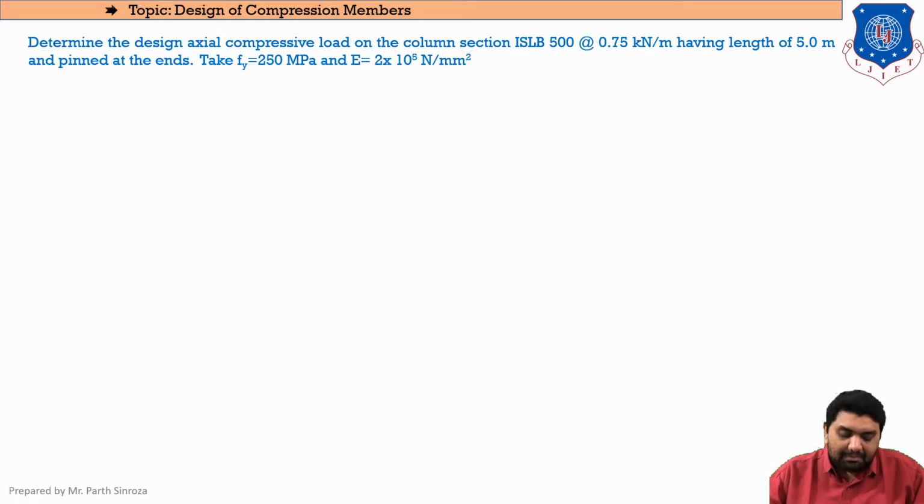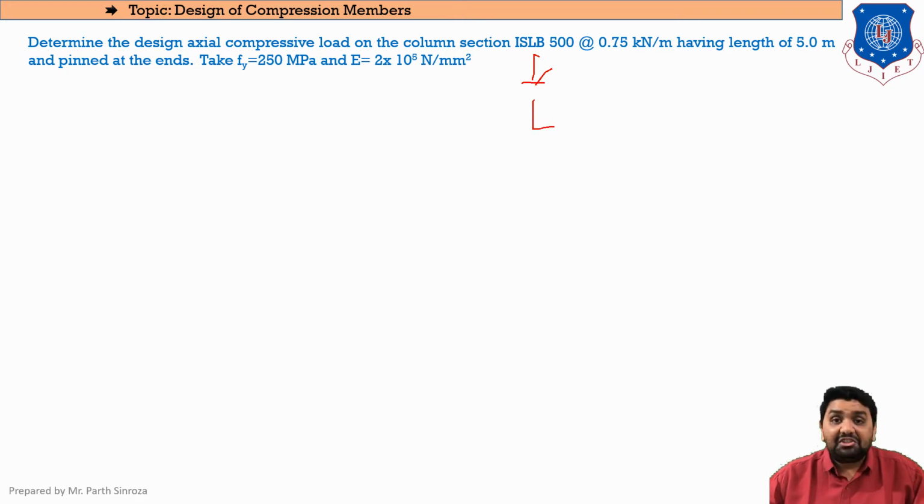So the question here will be, determine the design axial compressive load, that means we need to find the value of PD on the column section, that is ISLB 500. ISLB, that is Indian Standard Light Beam. Look, the first two letters, IS, will always represent Indian Standards. The last letter, B, will represent beam. So if it is mentioned as B, it will be beam. If it is mentioned as C, it will be channel, that is C section. If it is mentioned as T, that will be a T section. Clear?